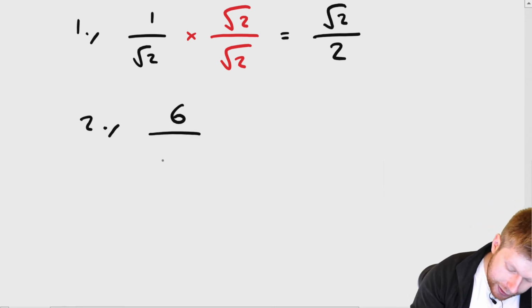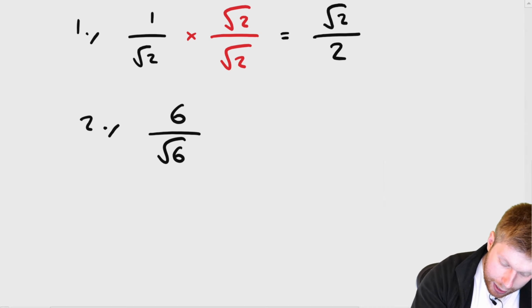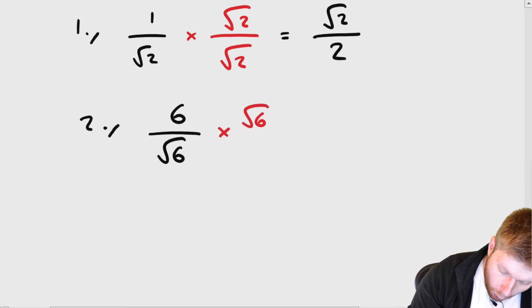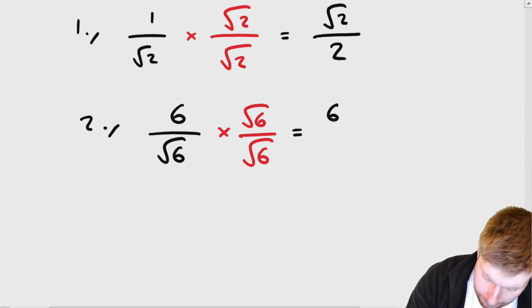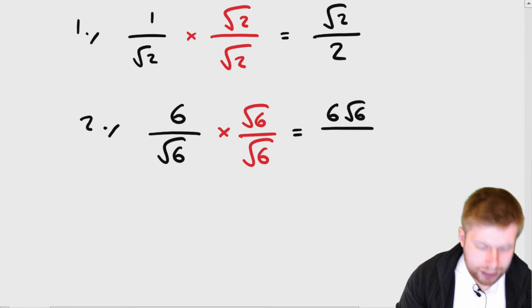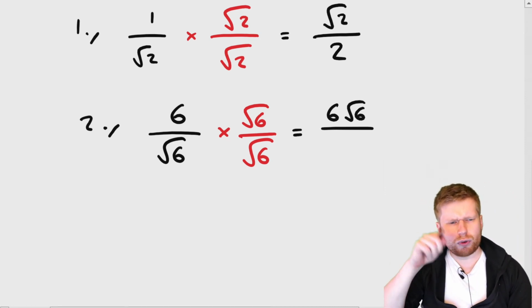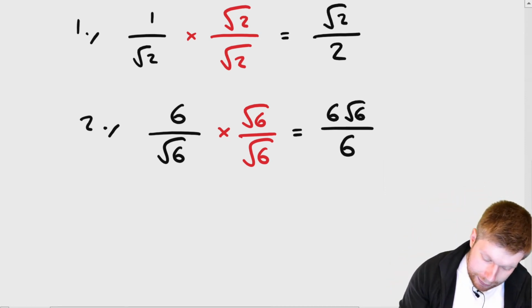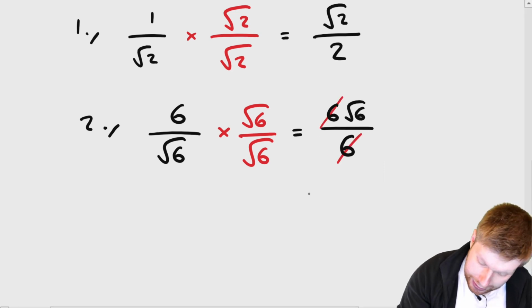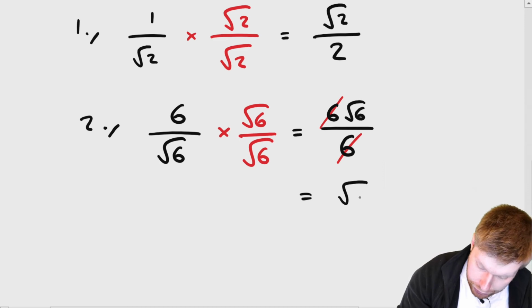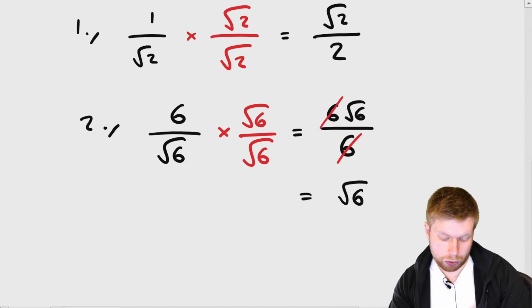Okay, so let's try with another example. Let's try 6 over root 6. Okay, so let's just follow the same principle as before. We multiply by root 6 over root 6. That's the same as multiplying by 1. So we get 6 times root 6 on the numerator. That's 6 root 6. And on the denominator, we get root 6 times root 6. Well, that's root 6 squared, which remember is just 6. Okay, and you notice I can make a simplification here. I can cancel off my 6's. So in other words, I'm just left with root 6 over 1, or just root 6.